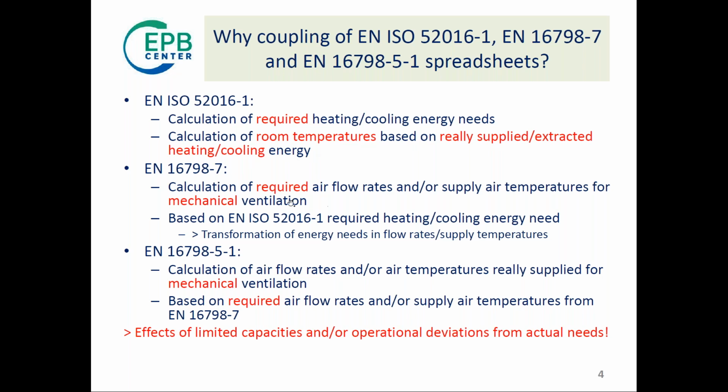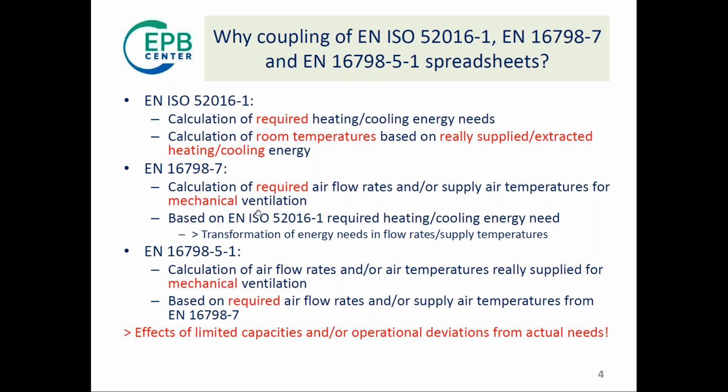Then 16798-7 calculates the required airflow rates and/or the supply air temperatures for mechanical ventilation. Some of you may have seen a webinar on the same standard actually dealing with natural ventilation. This standard actually covers both mechanical and natural ventilation in respect of the calculation of the airflow rates.